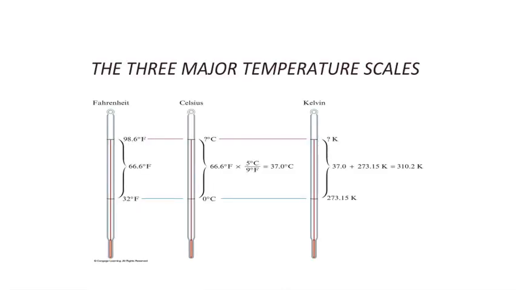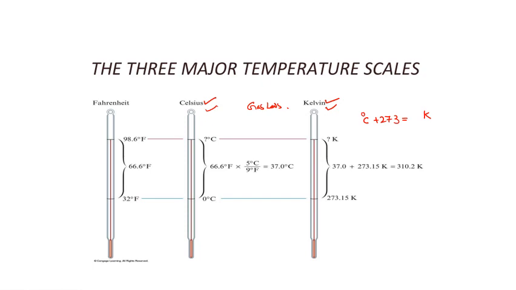The three major temperature scales are degree Fahrenheit, Celsius and Kelvin. These two are the important conversions we are going to do in our chemistry calculations, especially in gas laws. So how can you convert Celsius to Kelvin and vice versa? Mainly we have to convert Celsius to Kelvin. So degree Celsius plus 273 will give you the Kelvin scale. This is the important conversion.